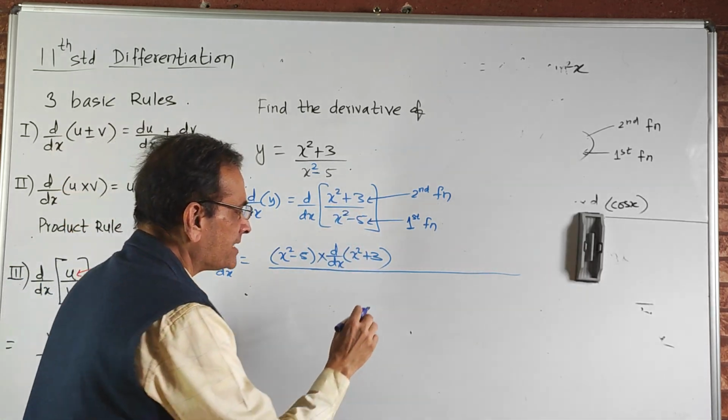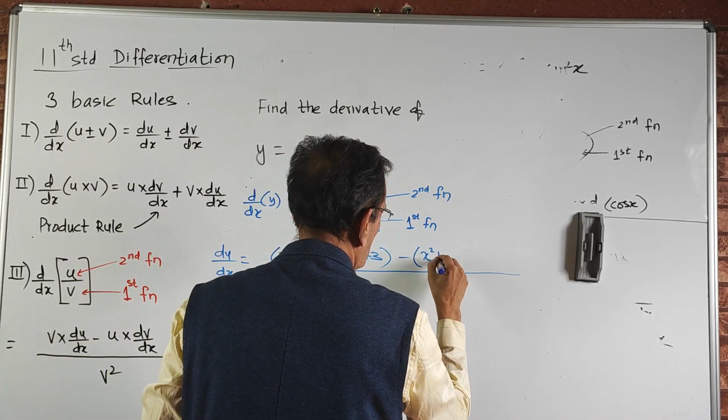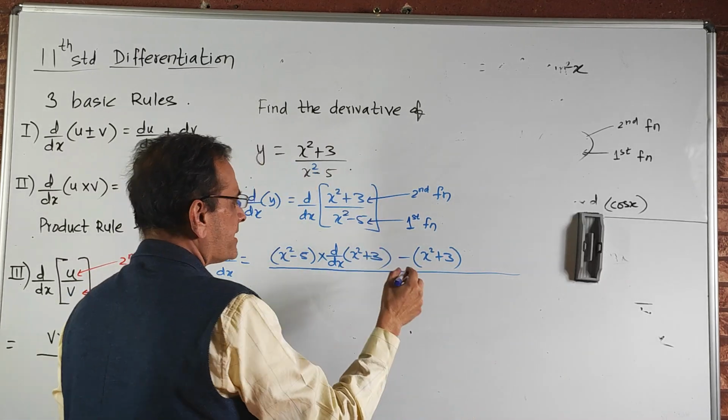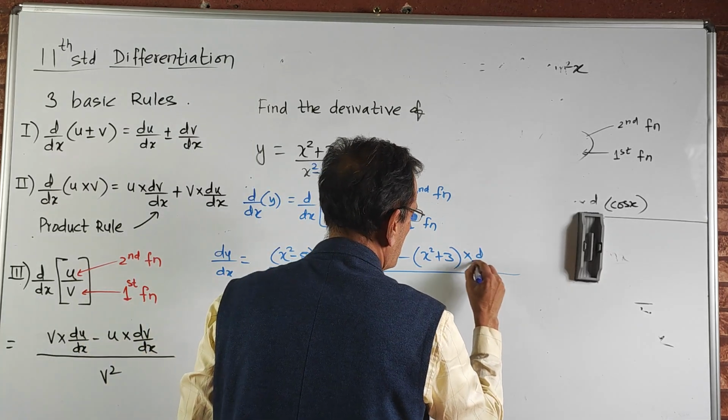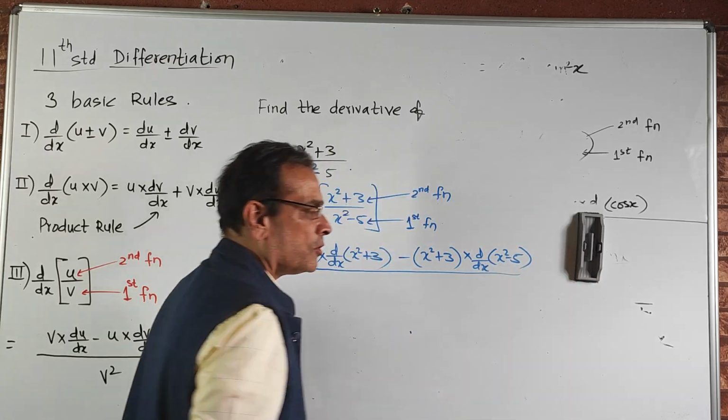क्वोशंट रूल में माइनस साइन मत भूलना. उल्टा करना है. सेकेंड फंक्शन डी बाई डी एक्स ऑफ एक्स स्क्वायर माइनस 5. ये हो गया क्वोशंट रूल.